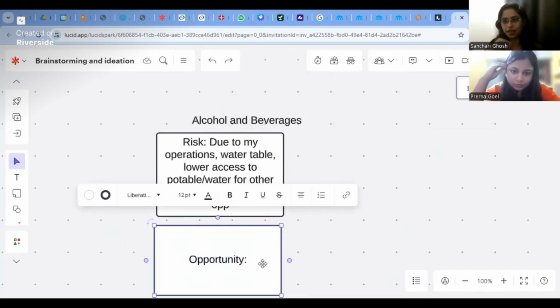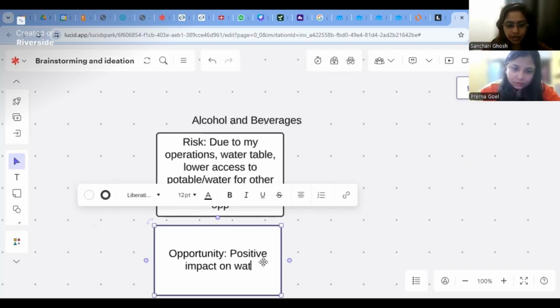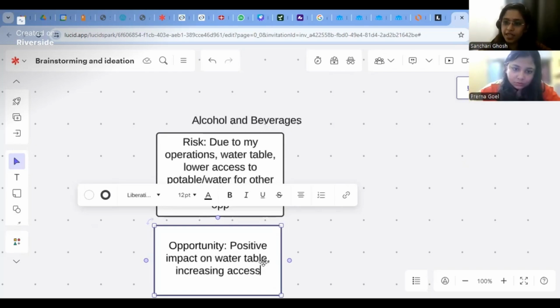That says watershed recharge activity in specific regions to reduce use of water या तो to recharge water. So then it will come down to an opportunity saying, I am trying to bring my groundwater table up. Positive impact on water table. Increased, I am actually increasing access for all of my stakeholders in the vicinity. This could be employees, contractual employees, whoever is working on site, whoever is living on site for the communities.